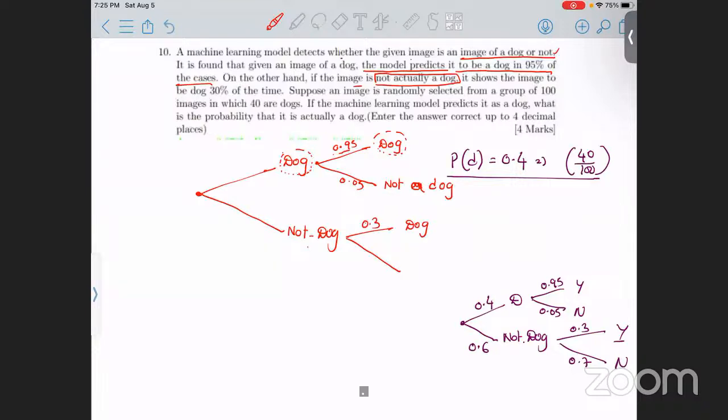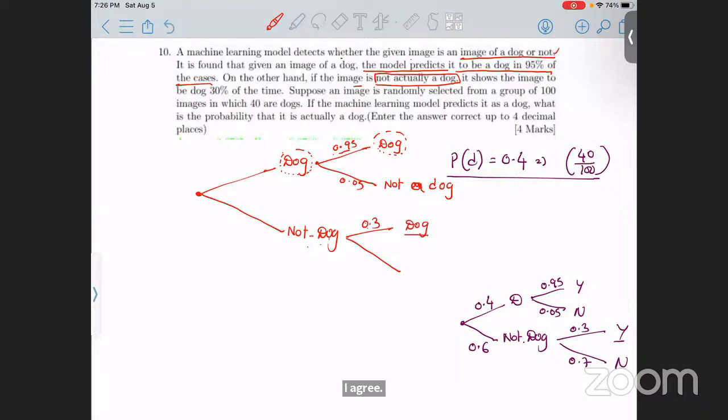And then dog, not a dog. You disturbed my flow. Look. On the other hand, if the image is not actually a dog, but it shows the image to be a dog 30% of the time. So not a dog, and it shows dog is 0.3. Agree?